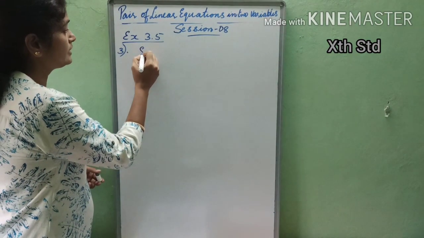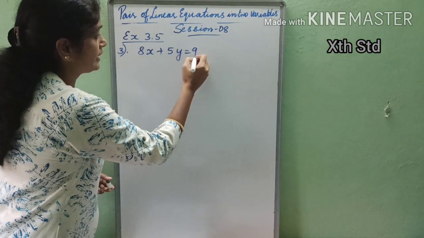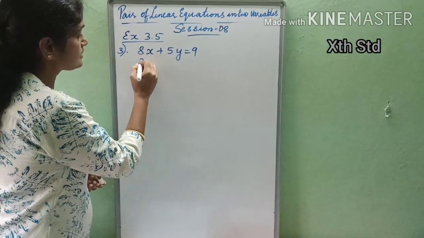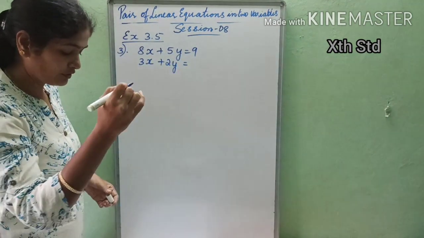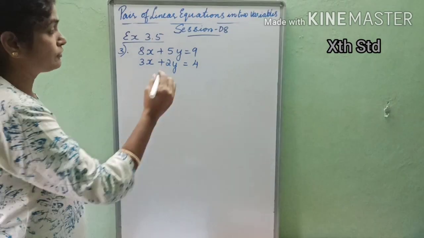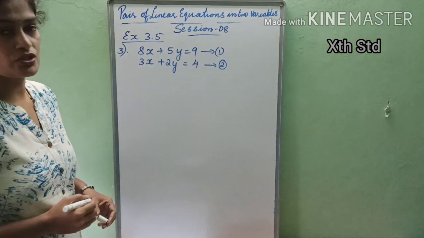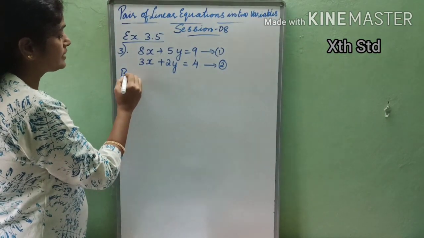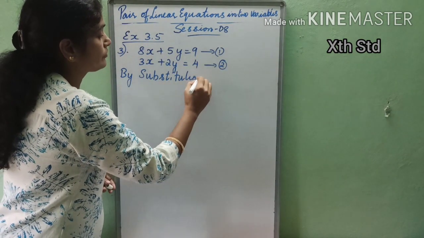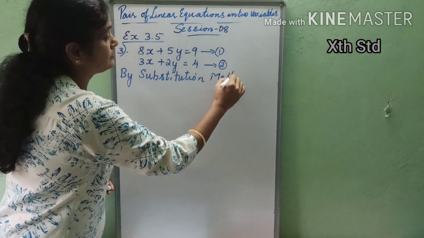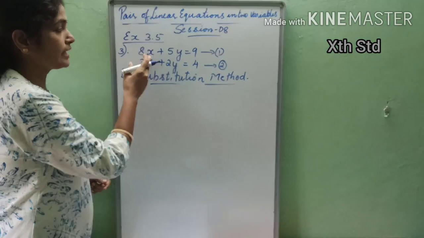So the equations are 8x plus 5y is equal to 9 and 3x plus 2y is equal to 4. Okay, so first let's try to solve it by substitution method. Let's consider this as equation 1 and the other one as equation 2. By substitution method, we will take equation 1 and express x in terms of y.